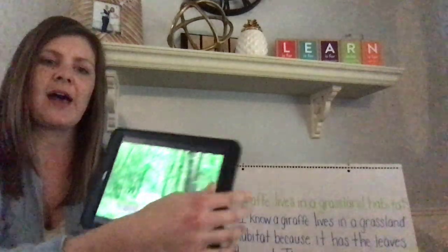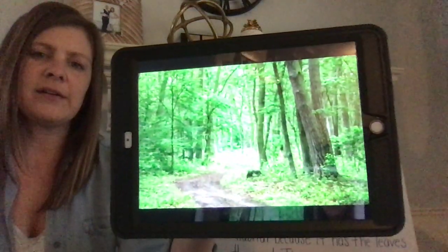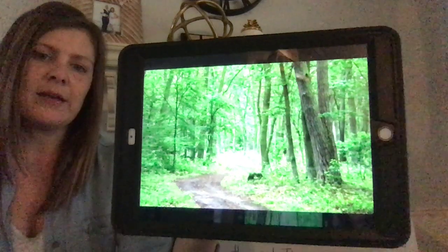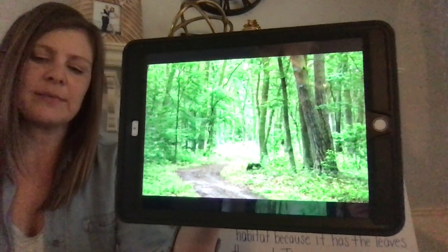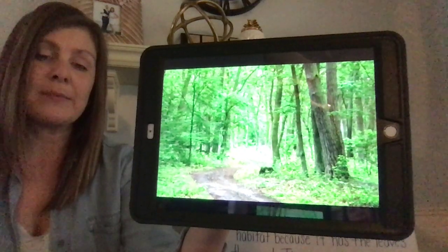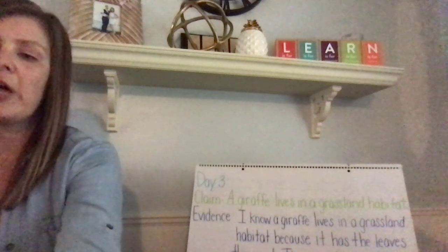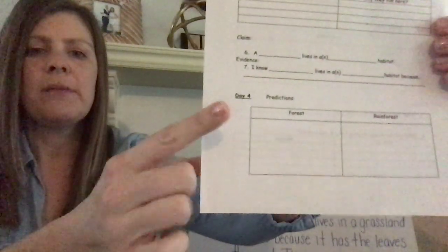So here we have a forest habitat right here. Take a look at it and jot down some predictions that you think what animals and plants might live in the forest. For those of you following along in the notebook, we are here on day 4, making our predictions on forest and rainforest habitats.